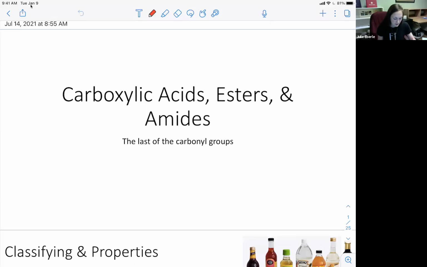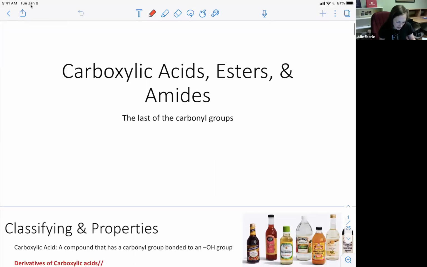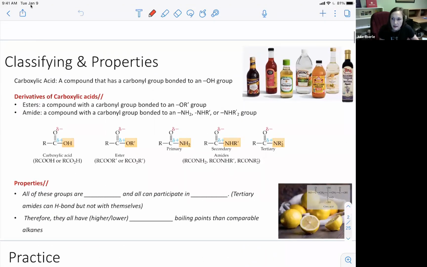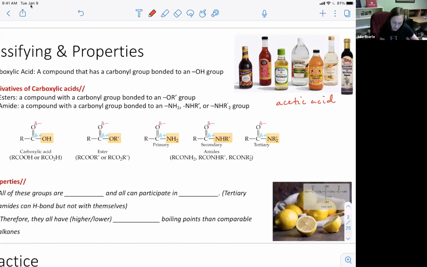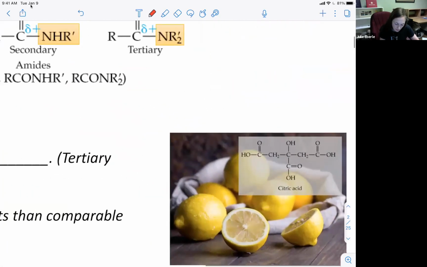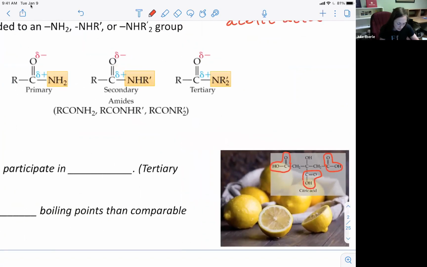All right, carboxylic acids, esters, amides. We actually did this first slide yesterday. We talked about the acid that's in vinegar, acetic acid, and citric acid a little bit. I pointed out the 3 carboxyl groups on, that's what they're called, on citric acid. This is what makes it a carboxylic acid. And then we did a practice problem.